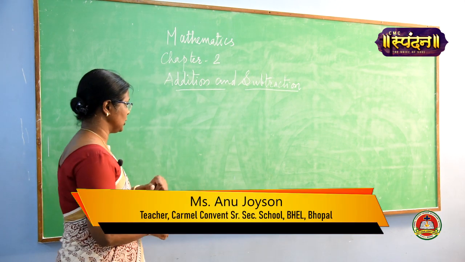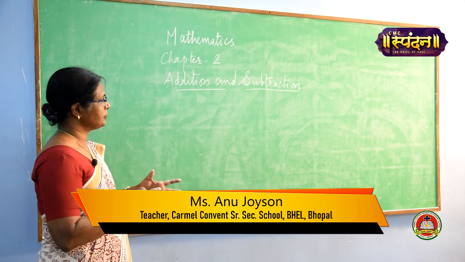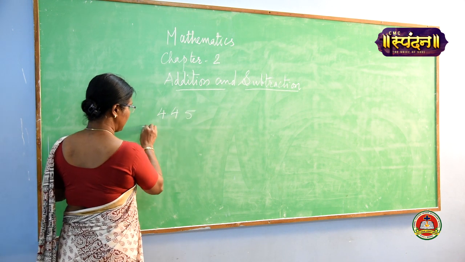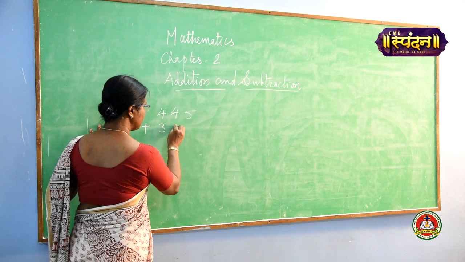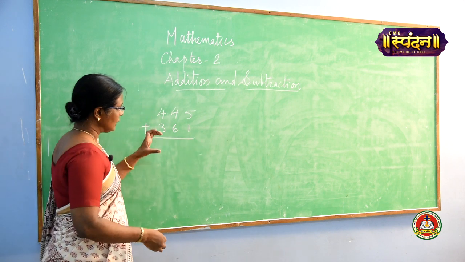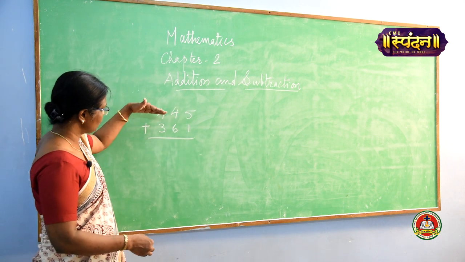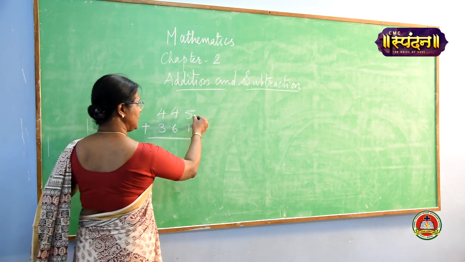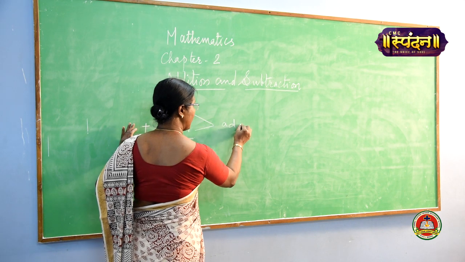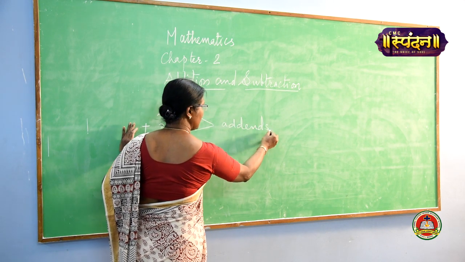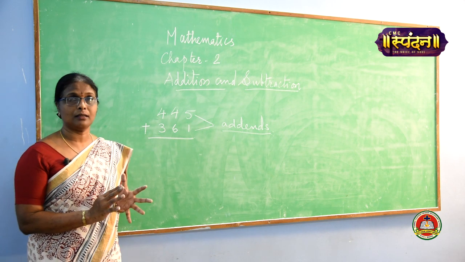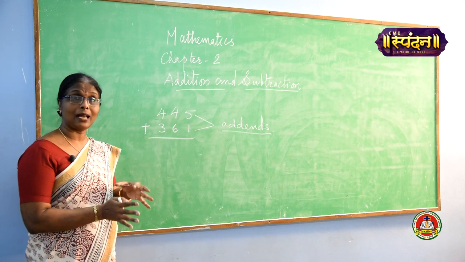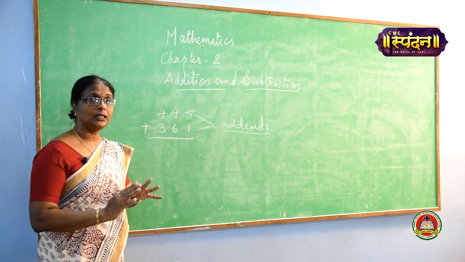Let us see first addition. In addition, I am giving an example. For example, 445 plus 361. Now, the numbers which are added here, 445 and 361, these 2 numbers are added. These 2 numbers are called addends. The numbers which are added together are called addends. And the result that we get after addition, or the answer that you get after addition, is called sum.